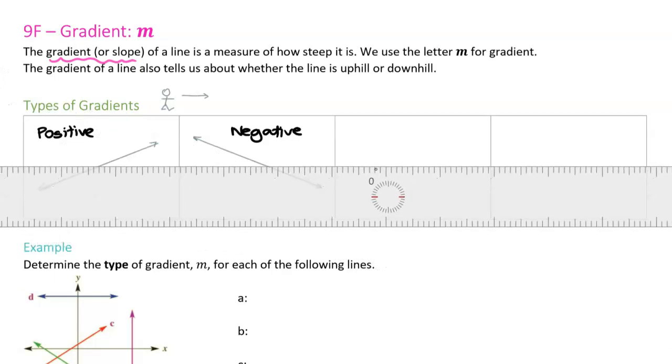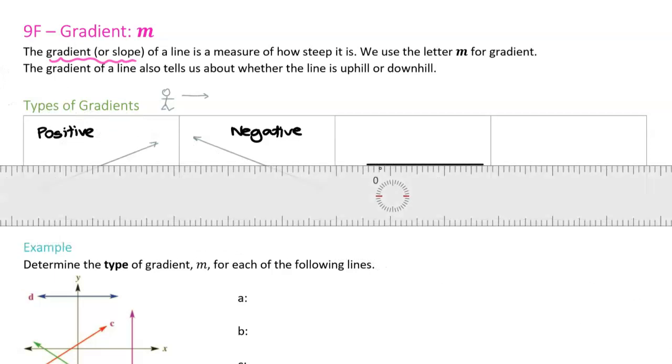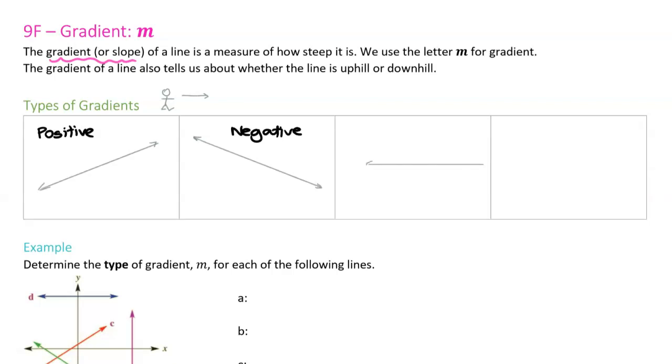If we have a completely flat line, oops, we've got to draw in pencil, not pen. So a completely flat line here, that would be a zero gradient. It's in between positive and negative, so it makes sense to call it zero.